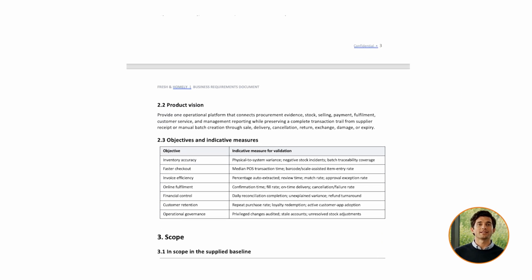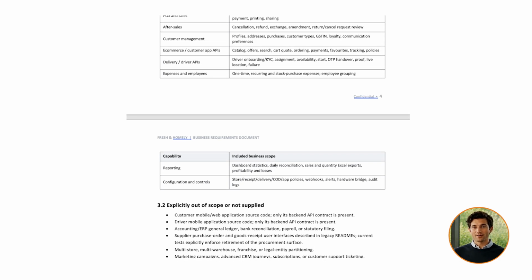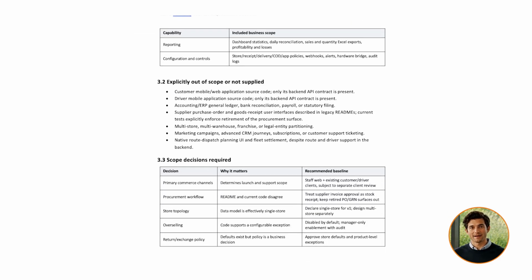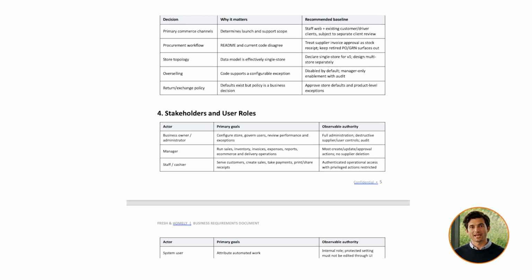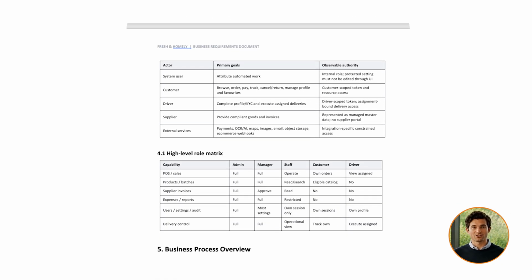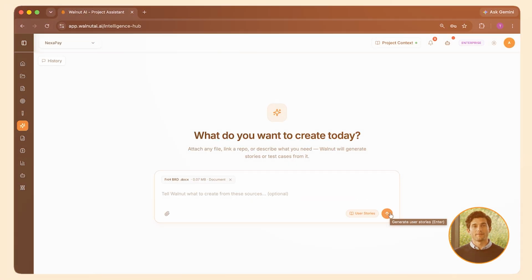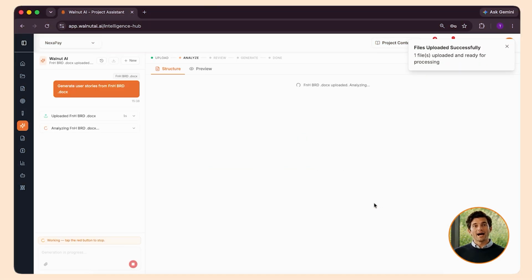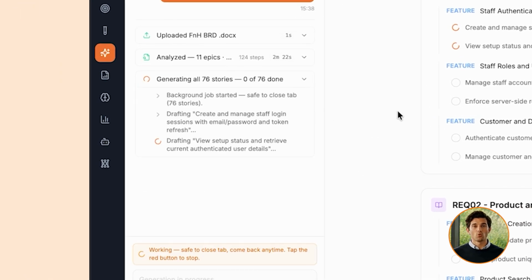Different people in the business, the owner, manager, cashier, customer, and driver, each have their own login and can only do what their role allows. The goal is to replace fragmented tools with a single platform that keeps stock, sales, payments, and fulfillment all in one traceable place. Once uploaded, Walnut AI reads through the document and gets ready to generate your backlog. Click Generate, and the AI gets to work.